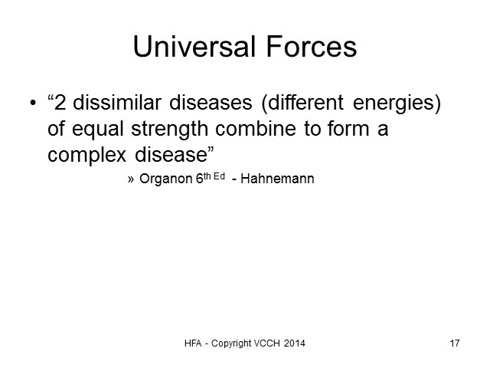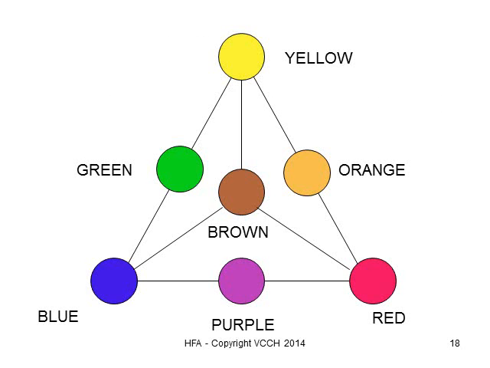Hahnemann wrote in the 6th edition of the Organon that 2 dissimilar diseases, or we could see them as different energies, of equal strength combine to form a complex disease. If we go back to our triangle, we can see that if yellow and blue combine, we get green. If yellow and red combine, we get orange. And if blue and red combine, we get purple. Of course, if all 3, yellow, red and blue combine, we get brown.